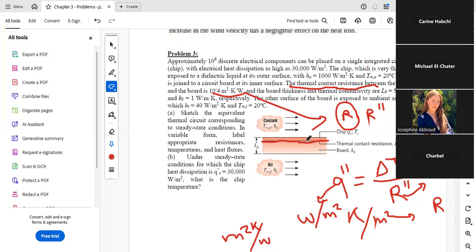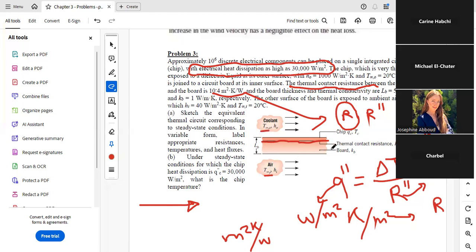So if we compare first the values of T infinity out and T infinity in, they are equal, okay? They are equal. This means that, of course, here we have a certain generation. And this is why they told us that we have an electrical heat dissipation of 30,000 watt per meter square. Okay, so here it's not like the previous problems. We don't have one direction for heat flux.